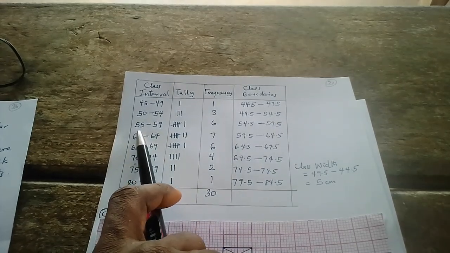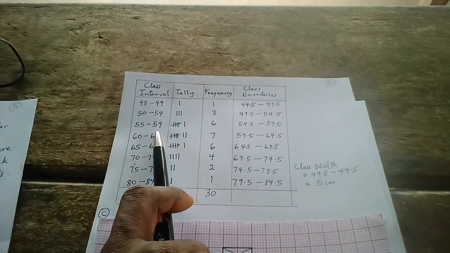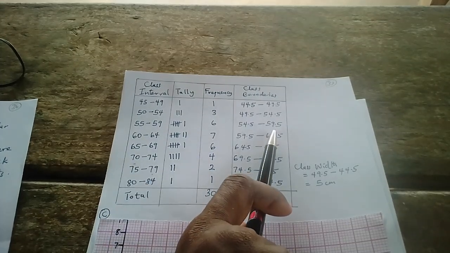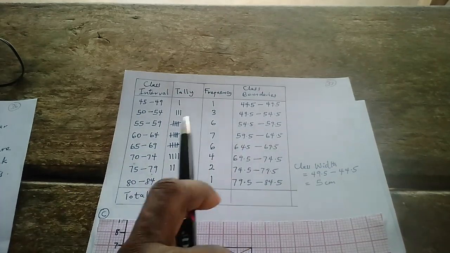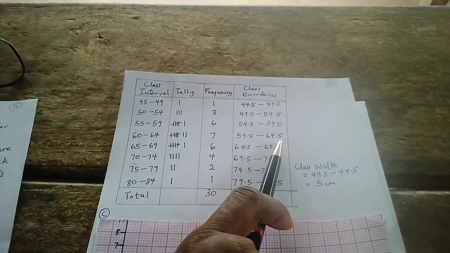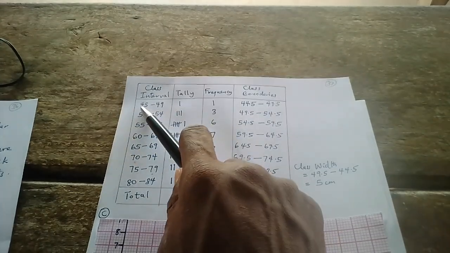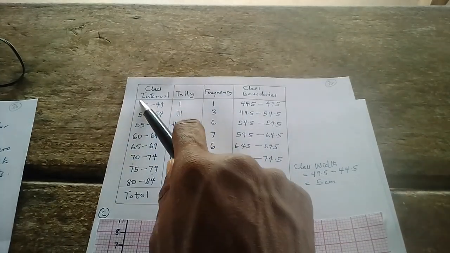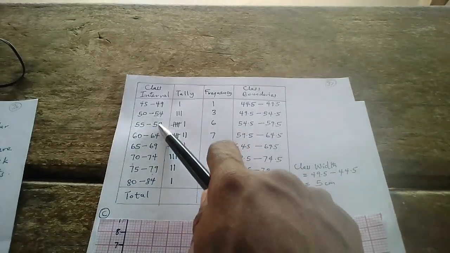Subtract 0.5 from 55, you have 54.5. Add 0.5 to this, you have 59.5. Subtract 0.5 from this, you have 59.5. Add 0.5 here, you have 64.5. I believe you've got the pattern. From the lower class limit, you will subtract 0.5. Then from the upper class limit, add 0.5.